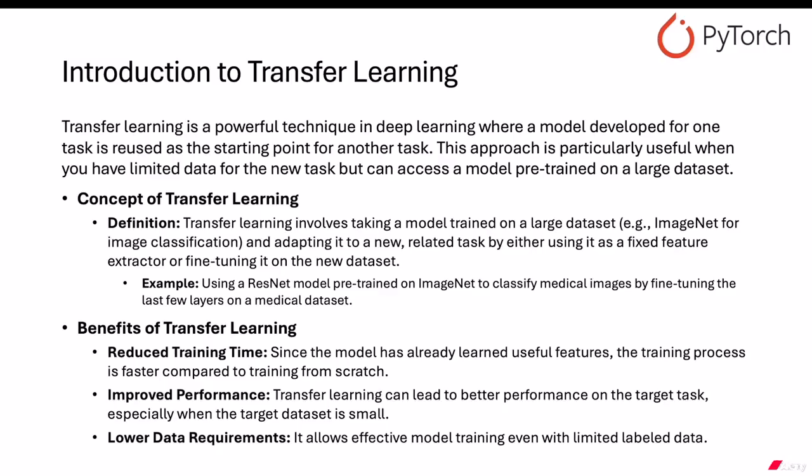What are the benefits of transfer learning? First one is reduced training time. Since the model has already learned useful features, the training process is faster compared to training from scratch. Then there's improved performance. Transfer learning can lead to better performance on the target task, especially when the target dataset is small. And then there's lower data requirements. It allows effective model training even with limited labeled data.